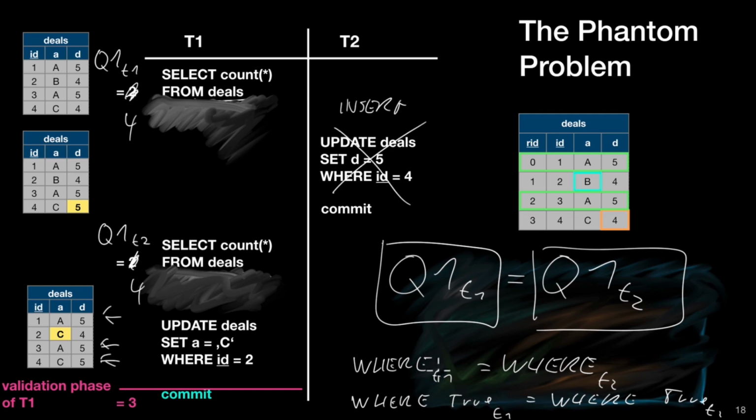Select count star from deals where true, and that will return a different result. If you only look at where true, this will compute 4 rows at T1. If you execute again at T2, it will compute 5 rows, so you get a different result, and therefore you should abort the transaction. That is a phantom problem, and that's important to note.